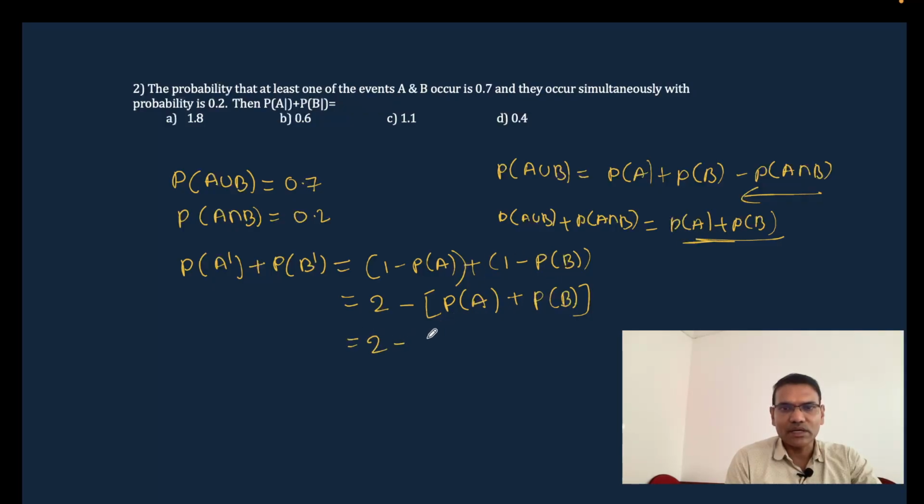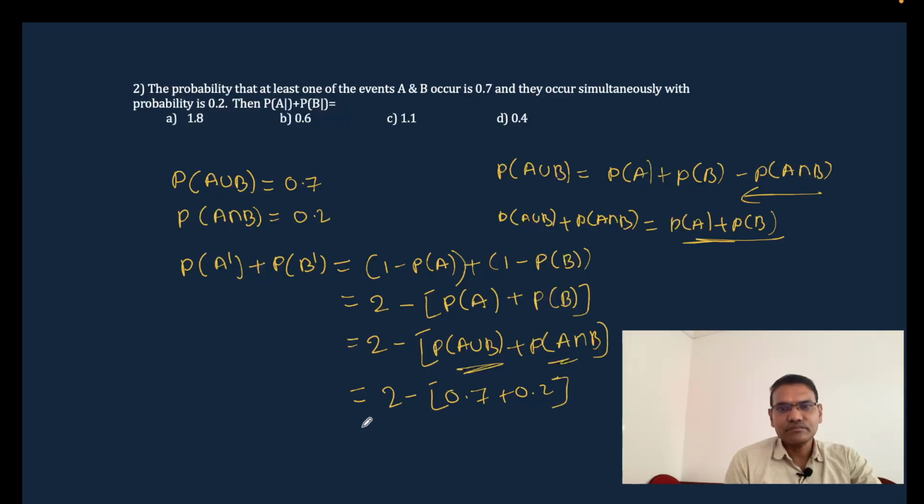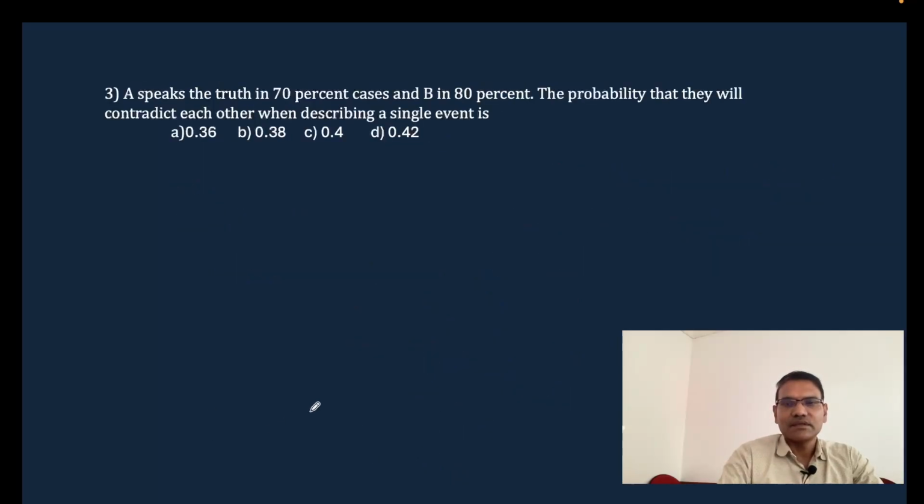Now this will be 2 minus P of A union B plus P of A intersection B. These values are available: one is 0.7, one is 0.2. Now substitute here: 2 minus (0.7 plus 0.2), 2 minus 0.9. That value is 1.1, right? So 1.1, option C. Okay, option C. Next question, third one, this is a most important model.